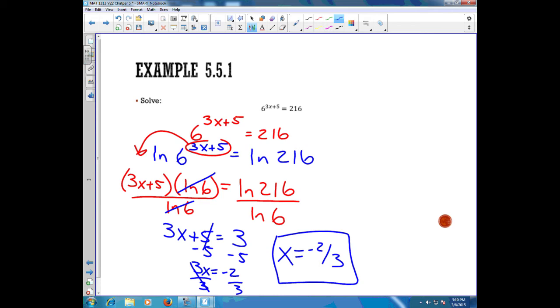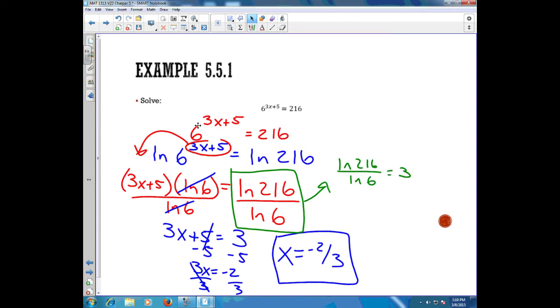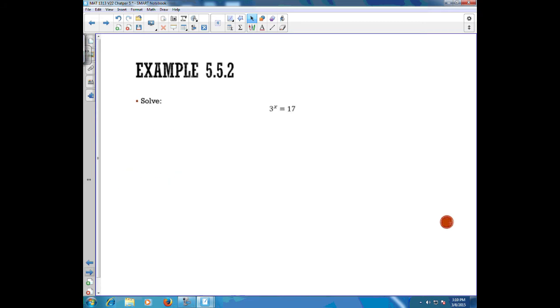Okay. That was a somewhat simple example, because when we did this part here, it wound up being a whole number. The natural log of 216 over the natural log of 6 is just equal to 3. However, that's not always going to happen. So let's try another example. Now we have 3 to the x is equal to 17. So we have 3 to the x power is equal to 17.